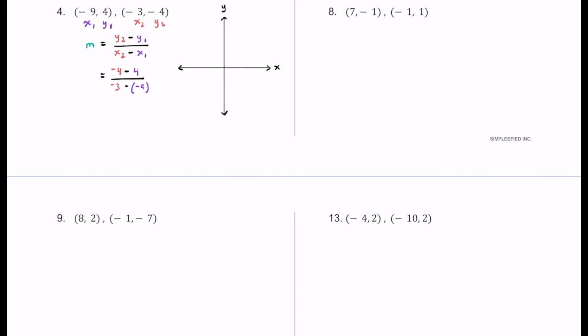Now if we go ahead and say -4 take away 4, that's the same thing as -4 plus -4. That's going to be -8 on top. And in the bottom here we have -3 take away -9, which is just -3 plus 9. That's going to equal positive 6. And so if we divide both of these by 2, we're going to end up with the ratio of negative 4 to 3, and that is what the slope is here, negative 4/3.